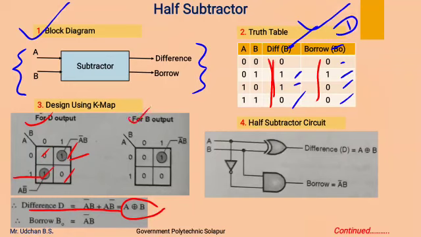Now for borrow output, the entries are made onto the K-map as per this column. So here also we will not get any quad, octet or pair. So I am going to write the term related to this one as it is, and the term is A bar B. So the equation of borrow will be only A bar B.